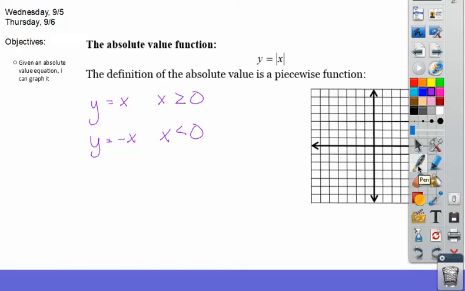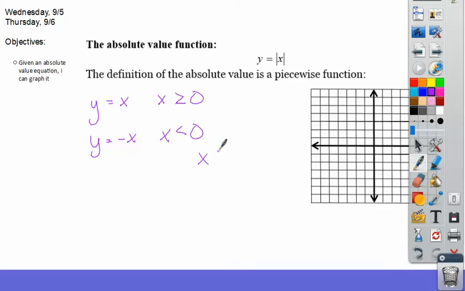Absolute value is technically defined as the distance on a number line. So when I look at it, I say, okay, how far am I away from 0? And it's almost always positive. So that's why we end up with this positive thing going on here. We want it to be above the x-axis.